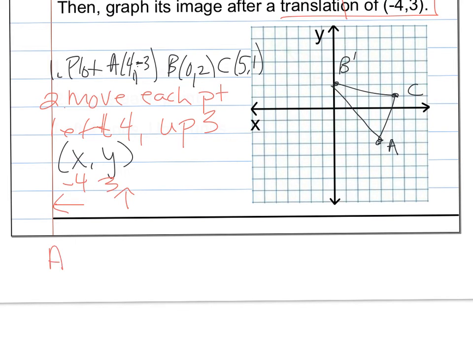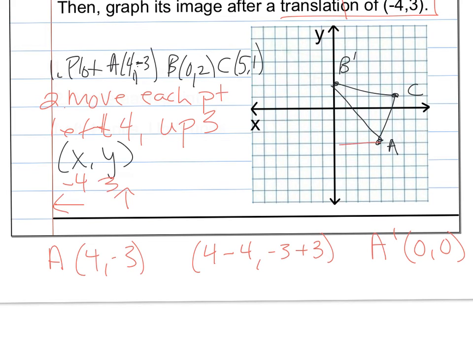So that means A of 4, -3 is being changed: for x, -4, and then it was -3, up 3. So A prime is going to be at 0, 0. Let's see if that's true. So left 4, up 3, look at that, it is.